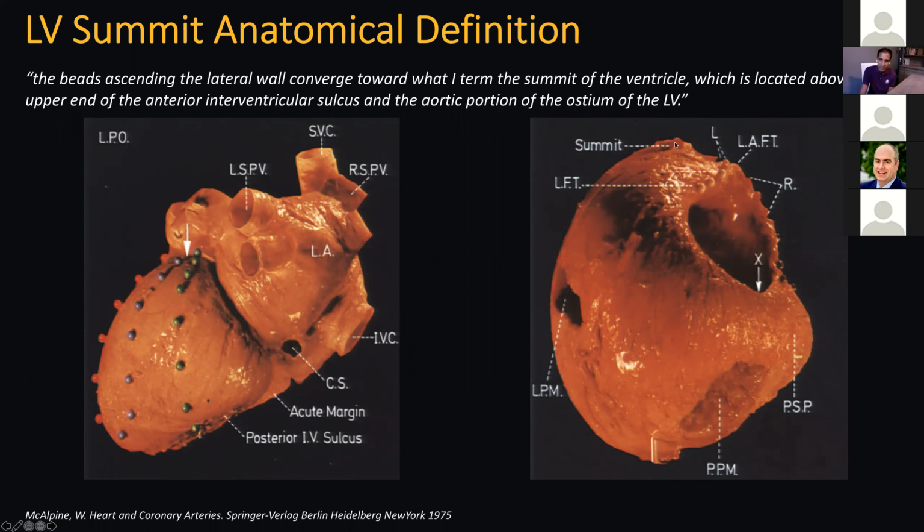You can see the LV Summit is located at the upper end of the anterior interventricular groove, which is right here, shown by the red dots, and between the upper end of the AIV, the anterior interventricular groove, and the aortic portion of the LV ostium. So that's where your LV Summit is going to be.